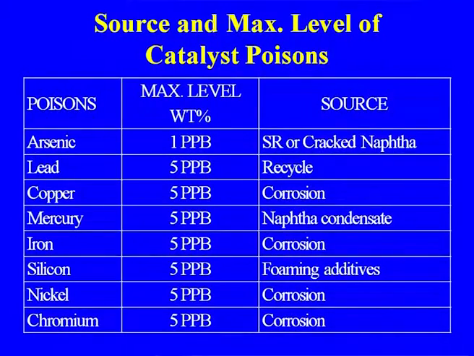These are the maximum levels of the catalyst poisons: arsenic, lead, copper, mercury. And these are the various sources from which they come: cracked naphtha recycle, corrosion, naphtha condensate corrosion, then foaming additives, corrosion. This is the maximum level that is required.